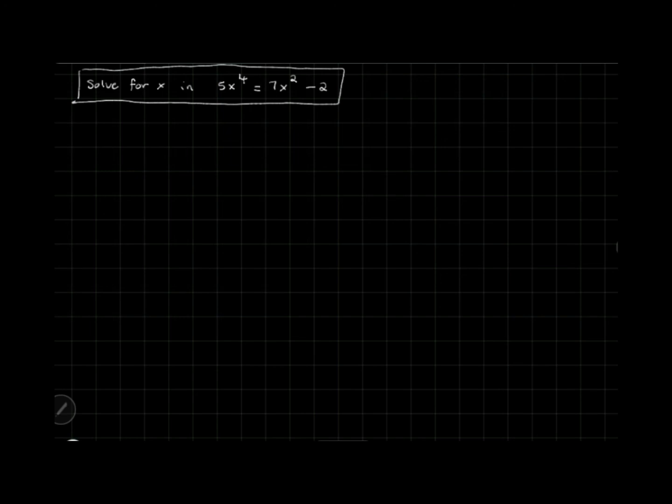Alright, let's solve for x in 5x to the power 4 is equal to 7x squared minus 2. In order to solve, what you need to do is move all terms to one side. So I'm going to move this and this term to the other side.